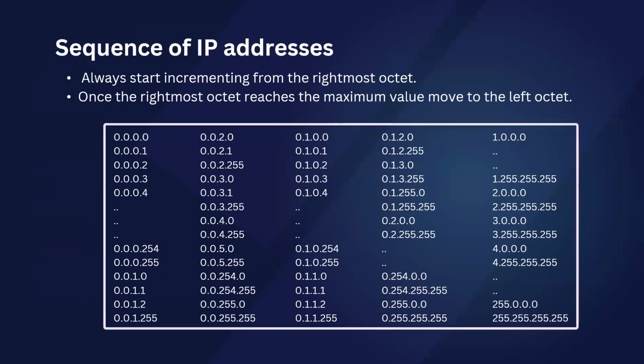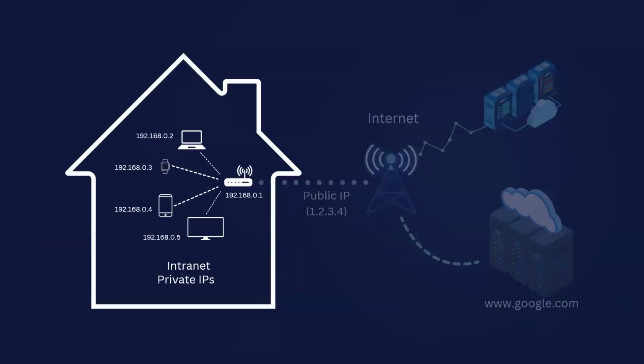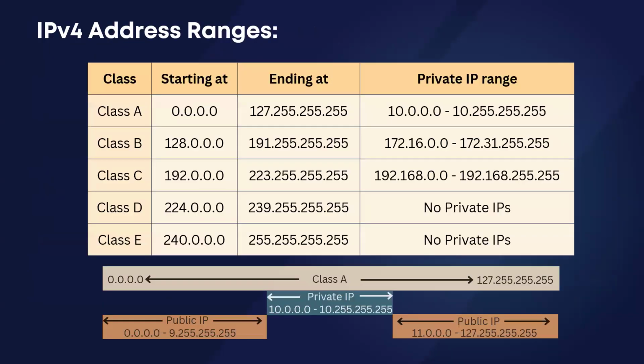And along with that sequence, we have the classification of IPs. There are five classes: class A, B, C, D, and E. And in each of those classes, we have some public IPs and some private IPs. We have covered the ranges in the last session. In today's class, we'll talk about the relevance of each of these classes. Why are they important? And why do we have five separate classes? And what's the relevance of each of them?